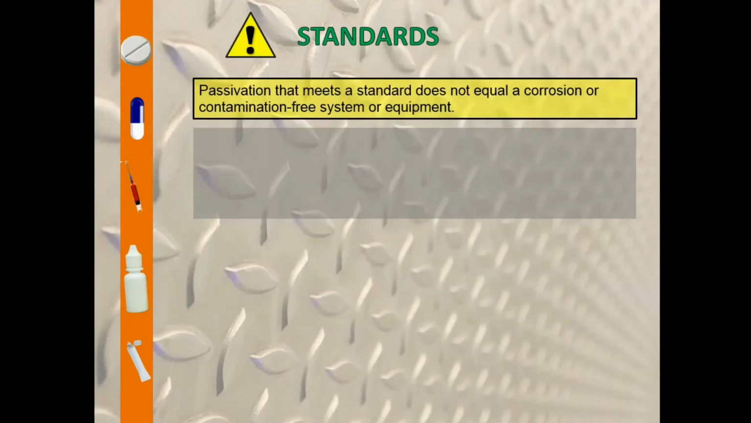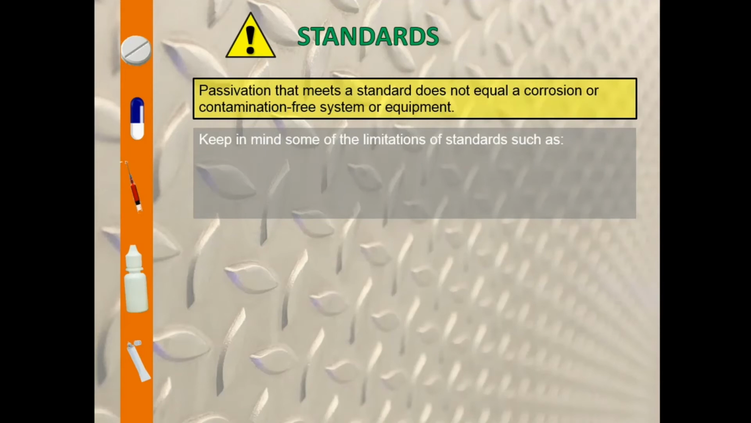A critical thing that we need to understand is that meeting a standard does not equal a corrosion or contamination-free system or equipment. In the following slides, I will give you some examples of how an elementary understanding of the standard and chemistry leads to flaws.